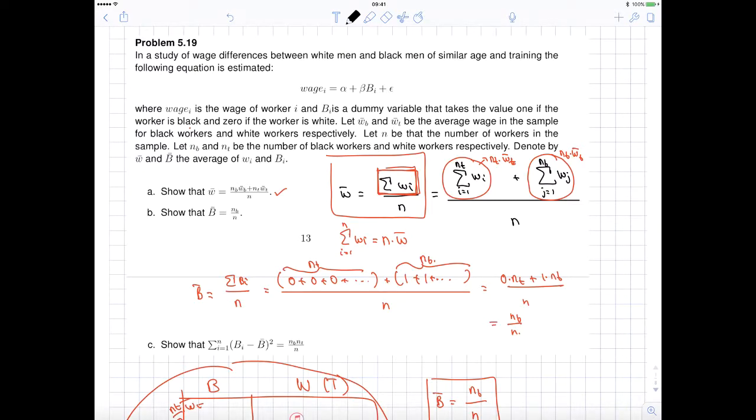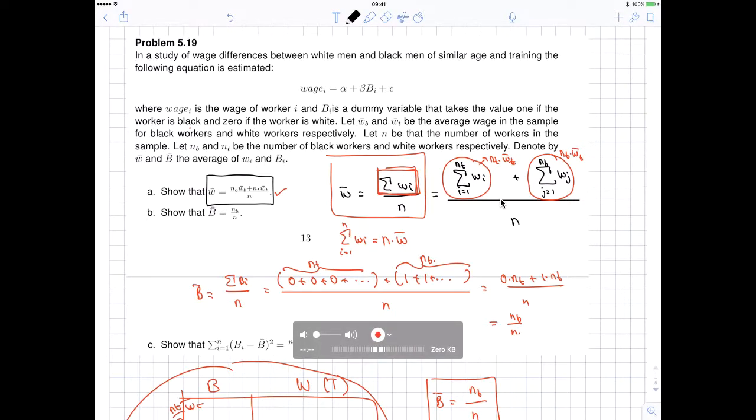The first one is: show that y bar is equal to nb times y bar b plus nt times y bar t, over n. What's the easiest way to go about it? Well, it's to realize that y bar is simply the sum of yi divided by n. That's by definition of a y bar. The next thing to realize is that the sum of yi can be divided into wages for white people and wages for black people, right?